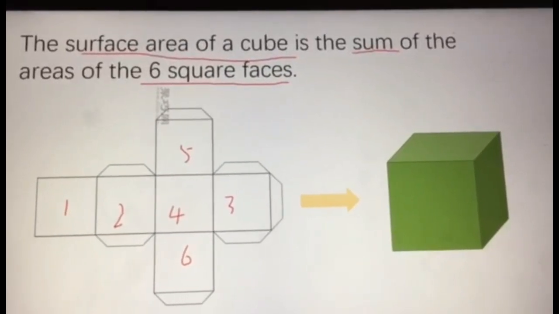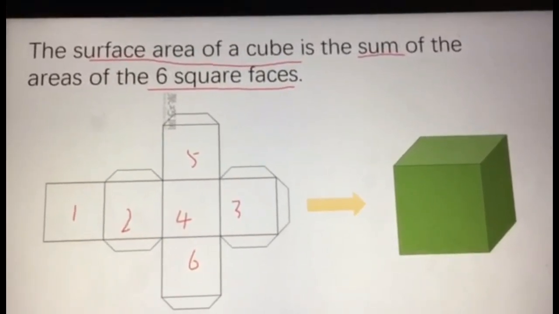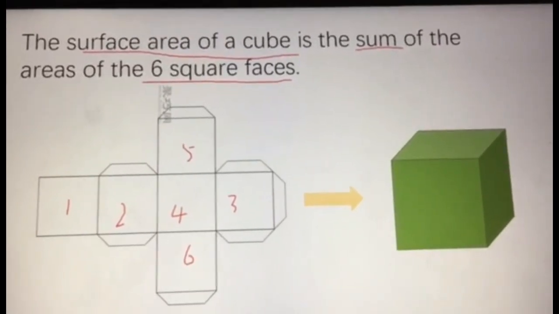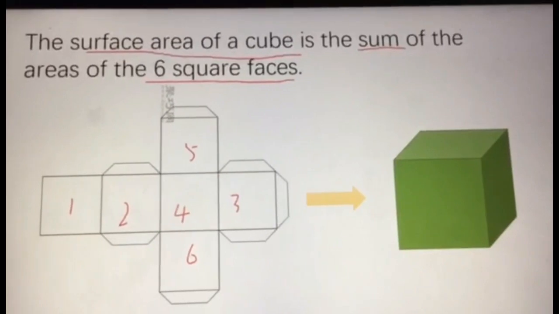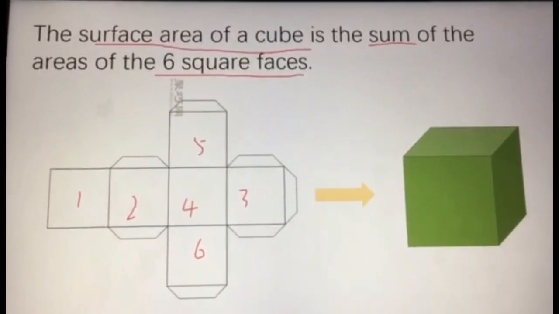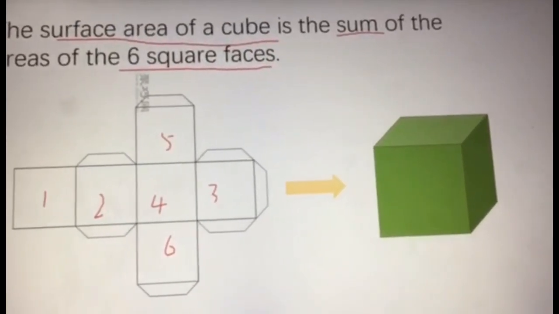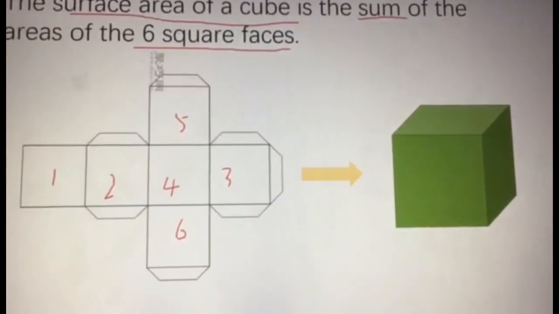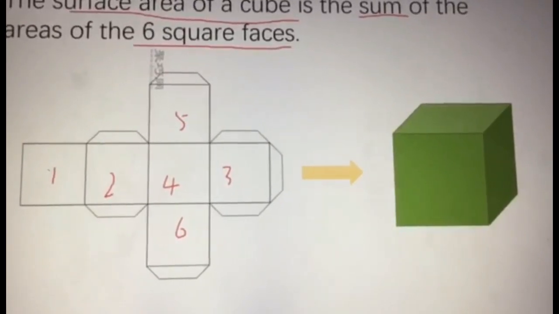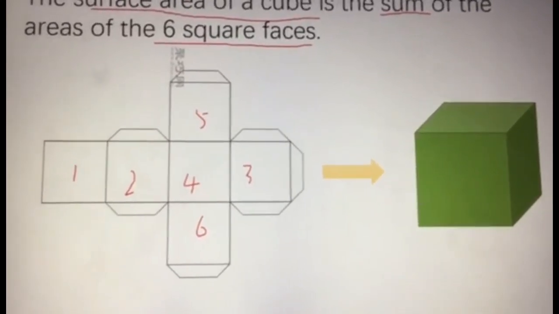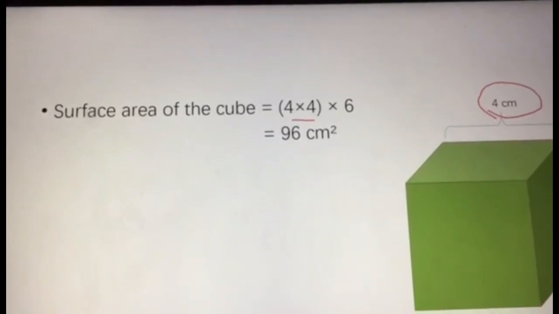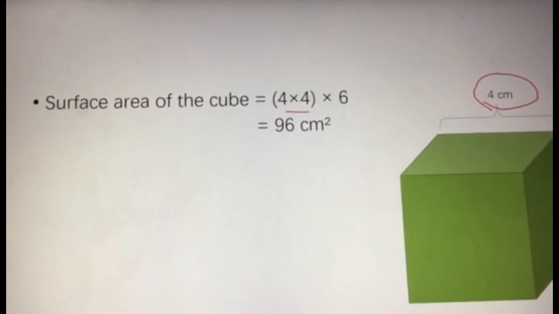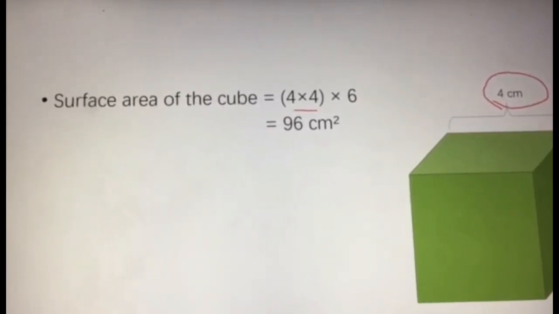For a cube, the surface area of a cube is the sum of all the areas of all the 6 square faces. If you have folded a net like this, it's another way to see it. The surface area of the cube is just the area of the net, which is 6 squares. So if the cube has edges of 4 centimeters, the surface area of the cube would be 4 times 4 times 6.